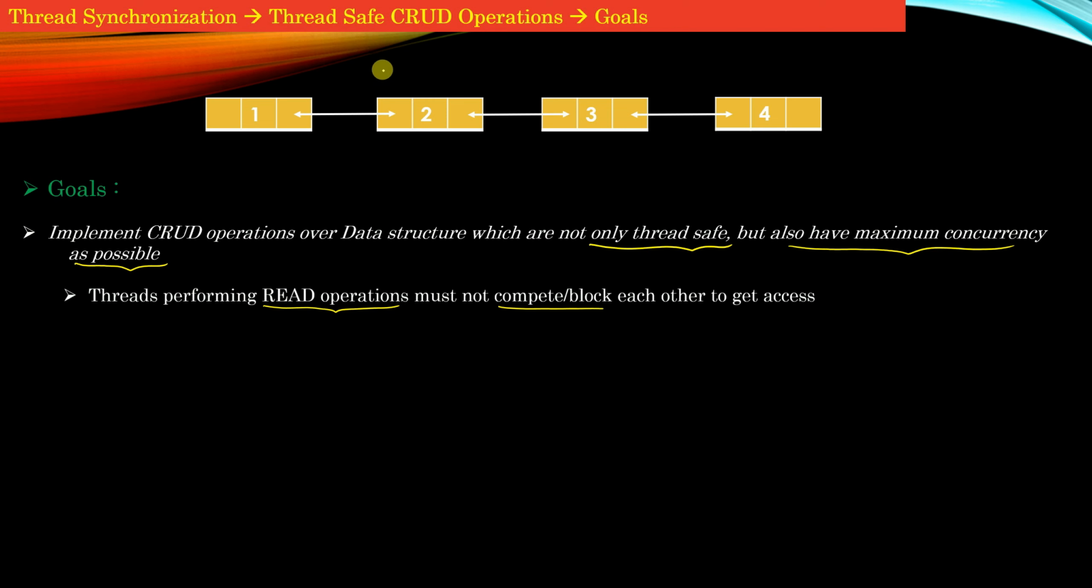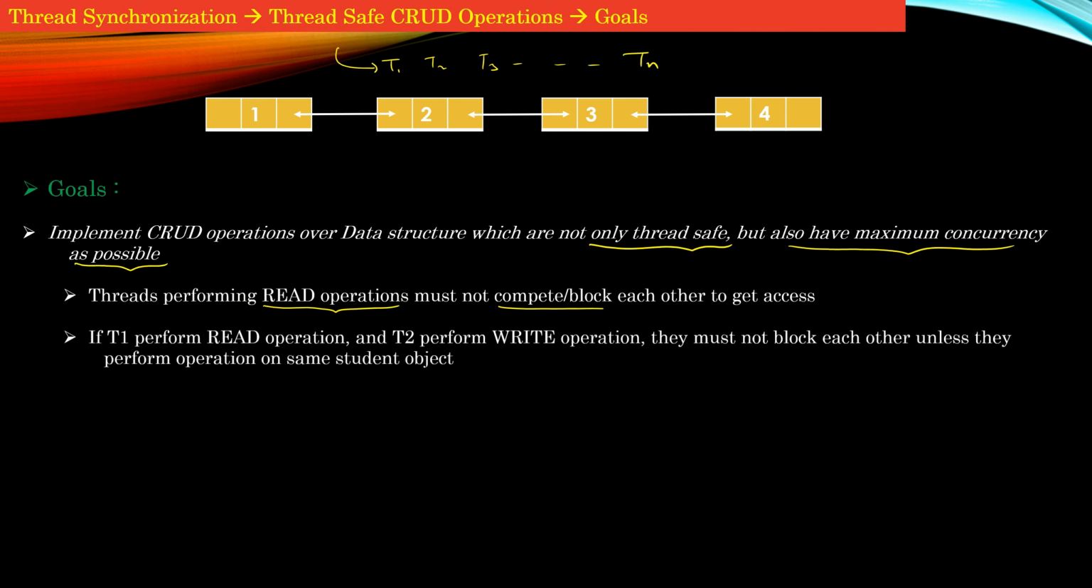Any number of threads, let's say T1, T2, T3 up to Tn, if they are performing only read operations on any node of this linked list, then all these threads must be allowed to execute in parallel, or must be allowed to get access to the linked list without blocking each other at all. Then if some thread in the system, let's say T1, performs a read operation and some other thread T2 performs a write operation on any node of the linked list, then they must not block each other unless they perform the operation on the same student object.